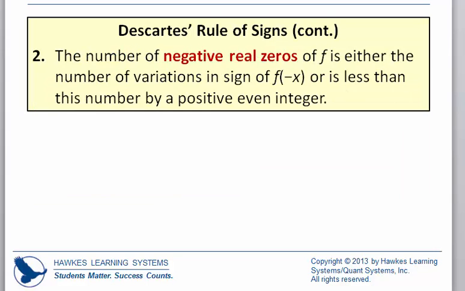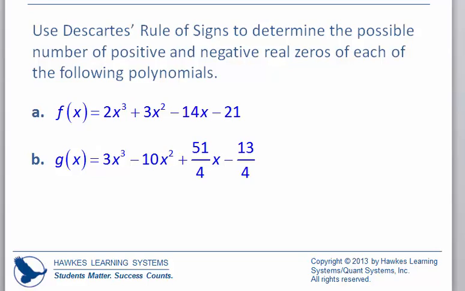or the number of negative real zeros of the function is either the number of variations in the sign of f of negative x, or is less than this number by a positive even integer. So let's look at an example so that we can see what this is actually telling us.